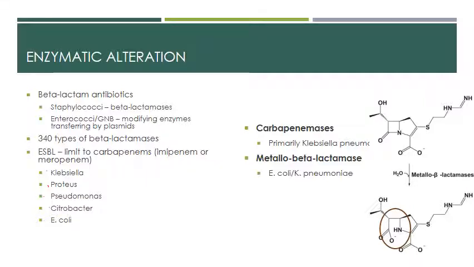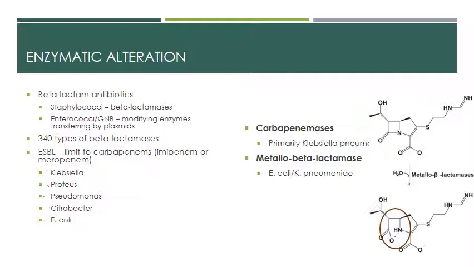If you do get a Klebpneumo from a nursing home patient or an acute care facility patient, you need to make sure that it's not carbapenemase positive. And then finally, the metallo-beta-lactamases. These guys are terrible. They're highly resistant to almost all antibiotics. Pretty much all the ones that are on routine formularies, they won't work with the metallo-beta-lactamase.